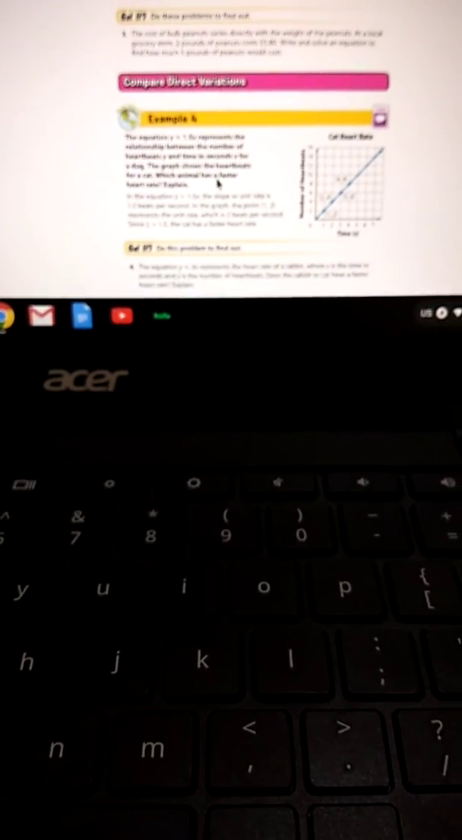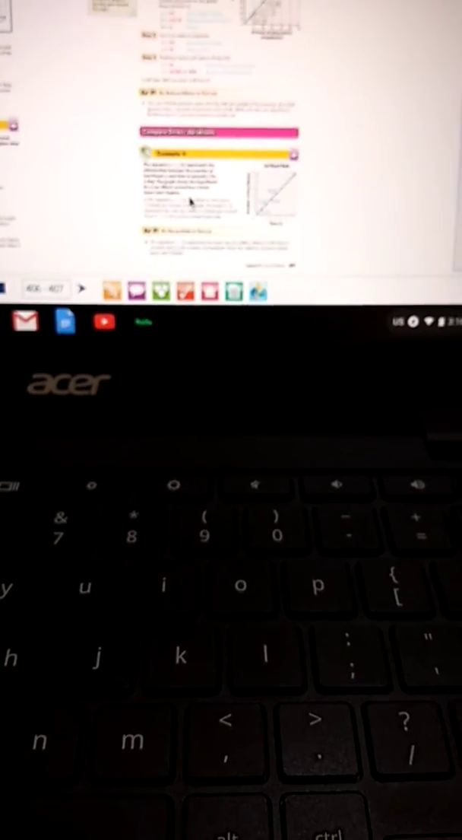I hope that's enough to help you guys solve these problems. Here's another problem where you have to compare things, which is still kind of the same. You're just dealing with two different equations.